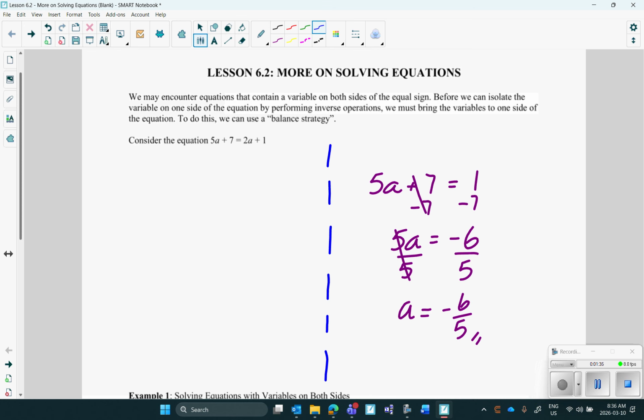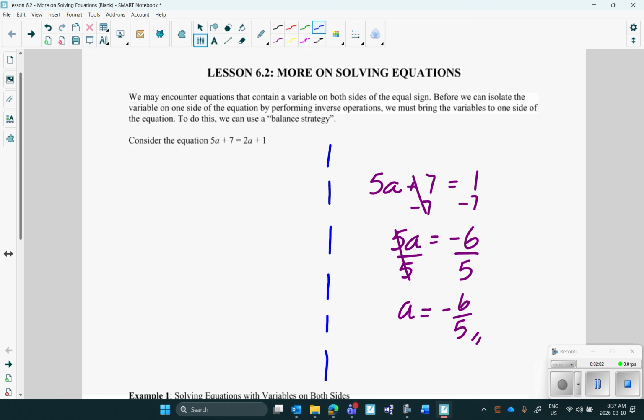Well, I'm not used to that. I'm used to just seeing the variables on one side and then I get rid of everything and get the variable by itself. What do I have to do here, Julia? Exactly. We have to bring the A's together on one side.